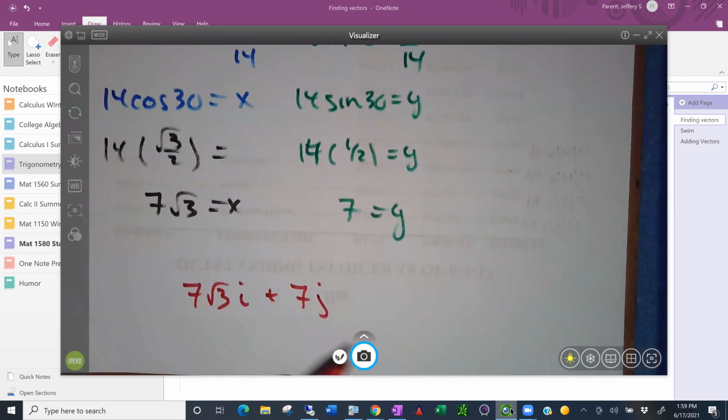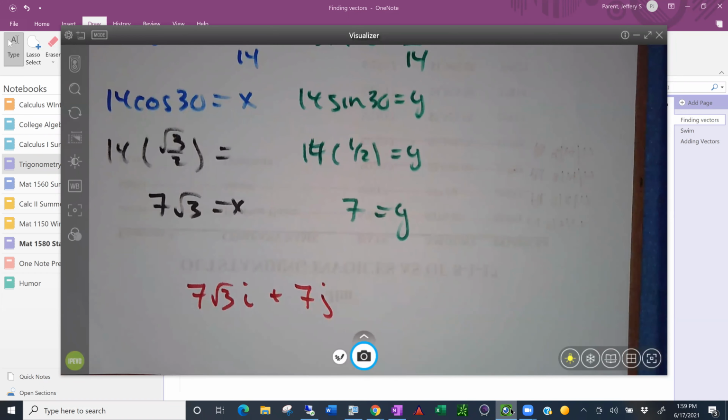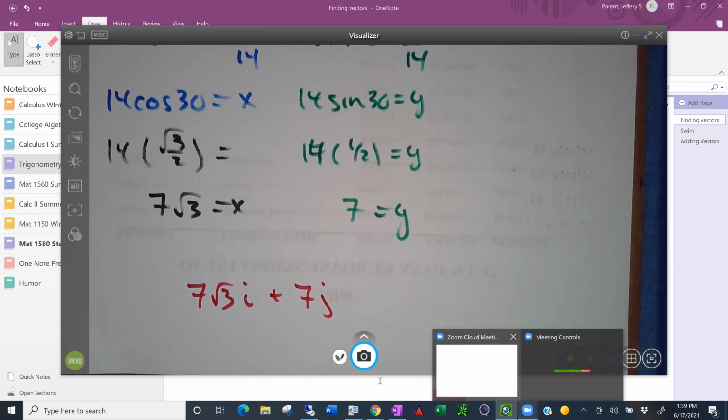And that's breaking things down into components. So you get your component in the x direction and component of your force in the y direction. Perfect. Let's do some more work with vectors. Are we okay with this one? Yes. Okay, nice.